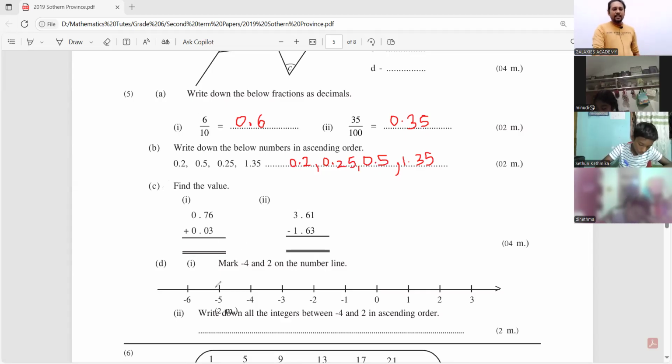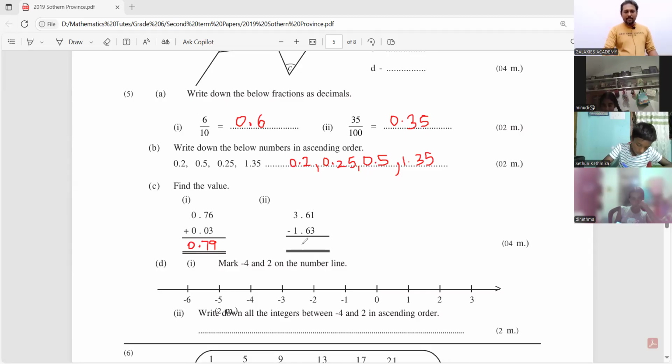Right, simple C given addition. When you add, you keep the correct position of the decimal point, then you add the normal numbers. 6 plus 3, 9. 7 plus 0, 7. 0 plus 0, 0. 0.79.